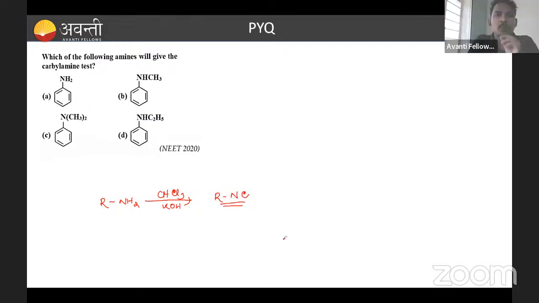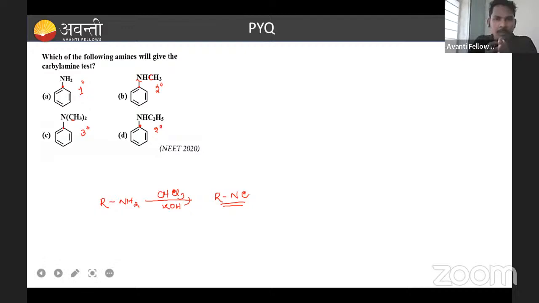So this is the test for primary amine. Let's see among these four which is the primary amine. If we consider this one, this particular carbon is attached to one carbon, so this is 1 degree. This carbon is attached to two carbons, so it is second degree. This one is attached to three carbons, so degree is 3. And this carbon is attached to two carbons, so degree is 2. Now tell me, among these, which will give the carbylamine test?